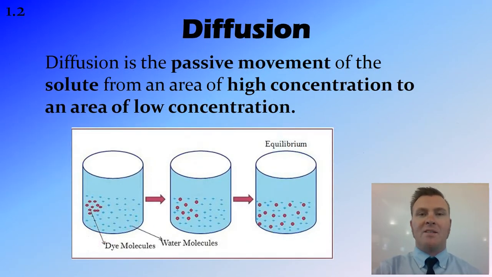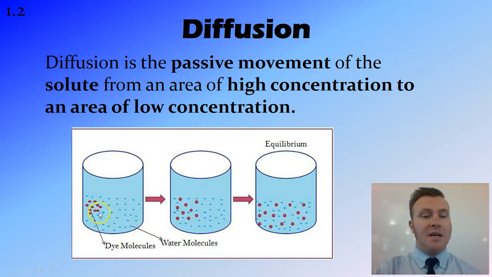Okay, now we can get into diffusion. Now diffusion is the passive movement, that means that it does not use energy, or ATP, of the solute, so the thing that is dissolved in the solvent, from an area of high concentration to an area of low concentration.